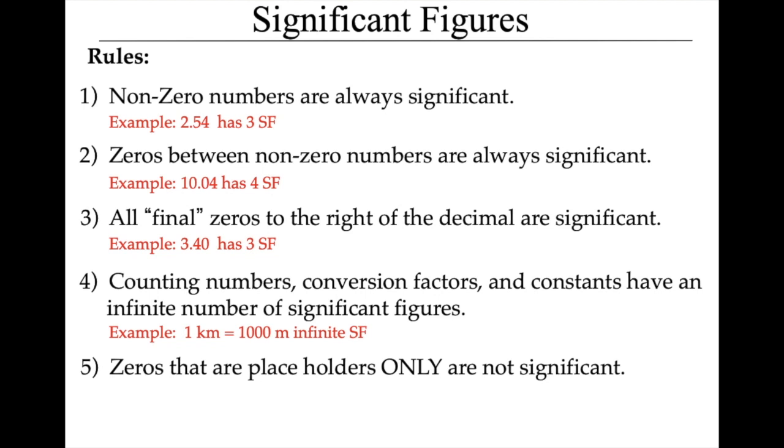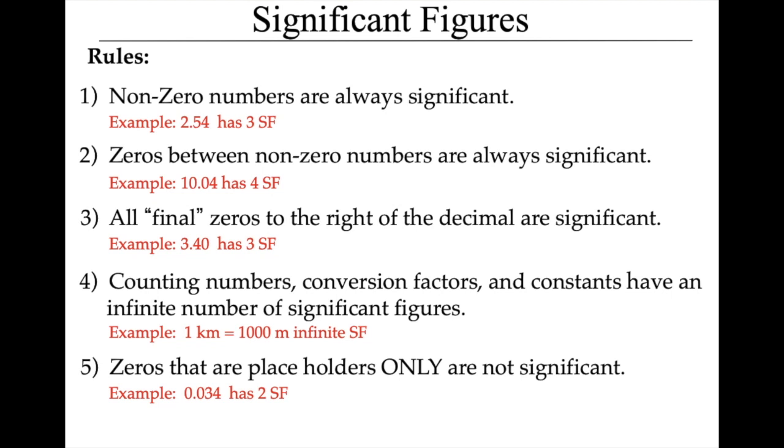And then Rule 5, zeros that are placeholders only are not significant. If you think back to our discussions on scientific notation, you could have a really large number with lots of zeros at the end that, if written in scientific notation, would be removed. Those would not be considered significant. Or you could have a very small number with zeros at the beginning of that number, and if written in scientific notation, those zeros would also be removed and would not be considered significant.